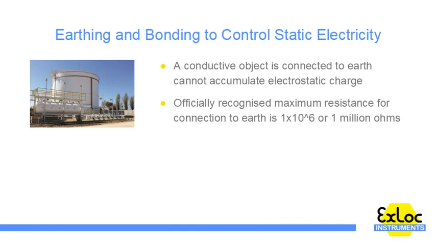Before we consider static electricity in other materials, we will have a look at earthing and bonding as a primary means of controlling static electricity. As we saw earlier, when a conductive object is connected to earth, it cannot accumulate electrostatic charge. The officially recognised maximum resistance figure for the connection to earth is 1 × 10⁶, or 1 million ohms.